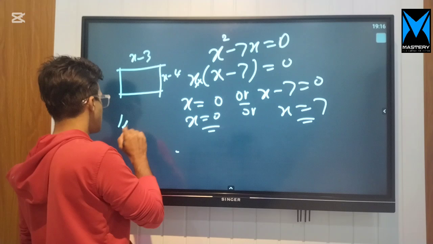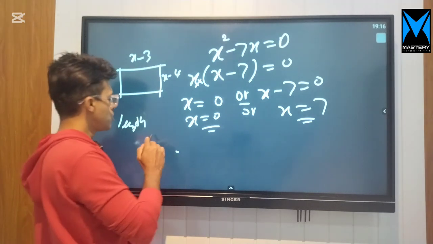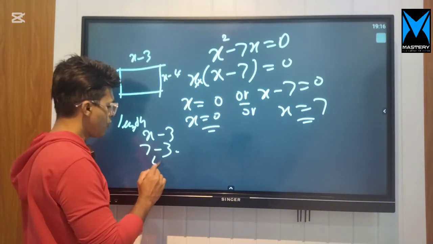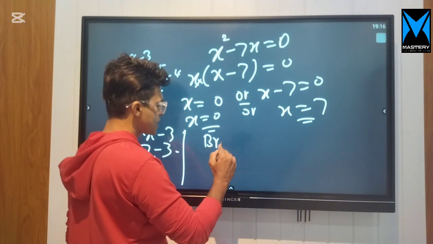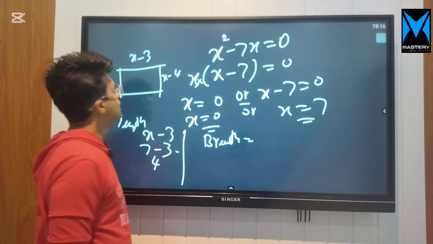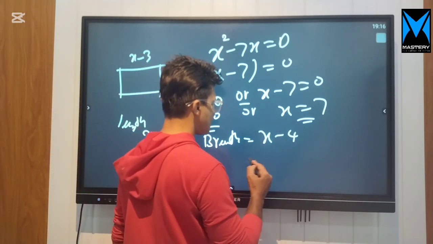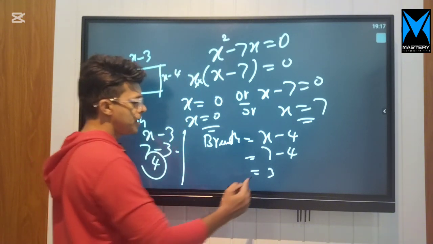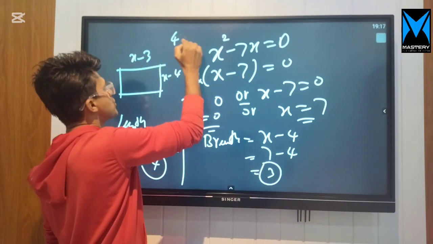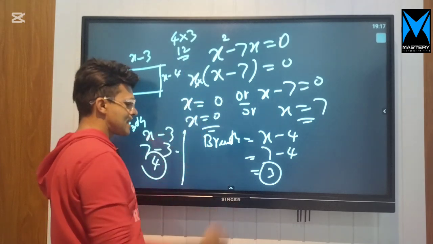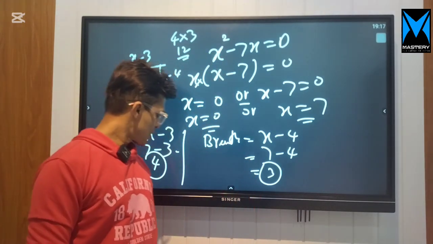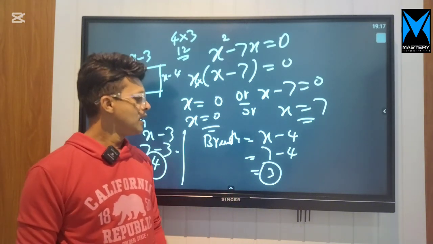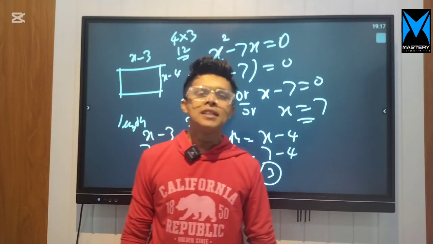So length equals x minus 3. Substitute this value here: 7 minus 3 is 4. The breadth is x minus 4, so with x equals 7, 7 minus 4 is 3. So the length is 4 and the breadth is 3. When you multiply these two, length into breadth, you can verify that the answers are correct. So the length is 4 cm and the breadth is 3 cm.